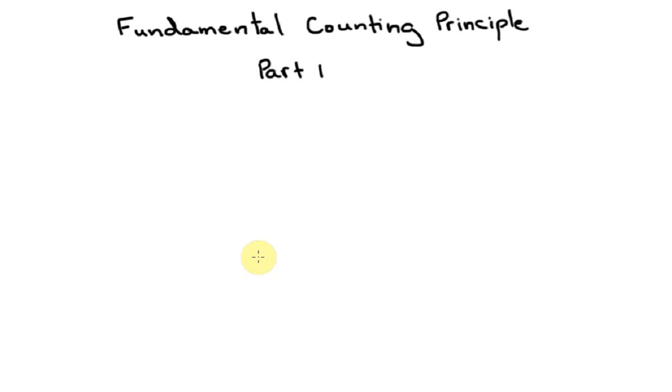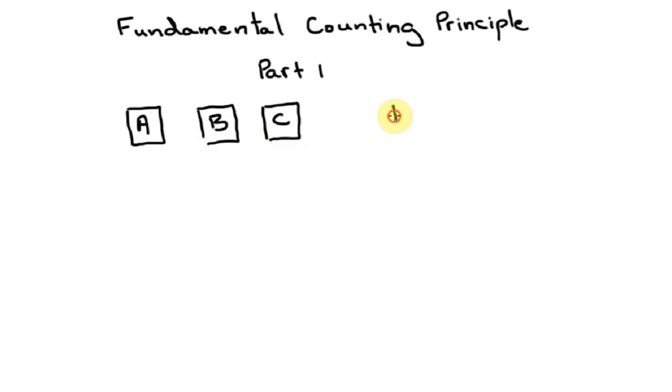Okay, to show you what the Fundamental Counting Principle is, I'm going to set up the following situation. Suppose you had 3 cards, and on the first card you had the letter A. On the second card you had the letter B, and on the third card you had the letter C. Now my question is, how many different ways can I arrange these 3 cards? So we're asking ourselves how many different arrangements.